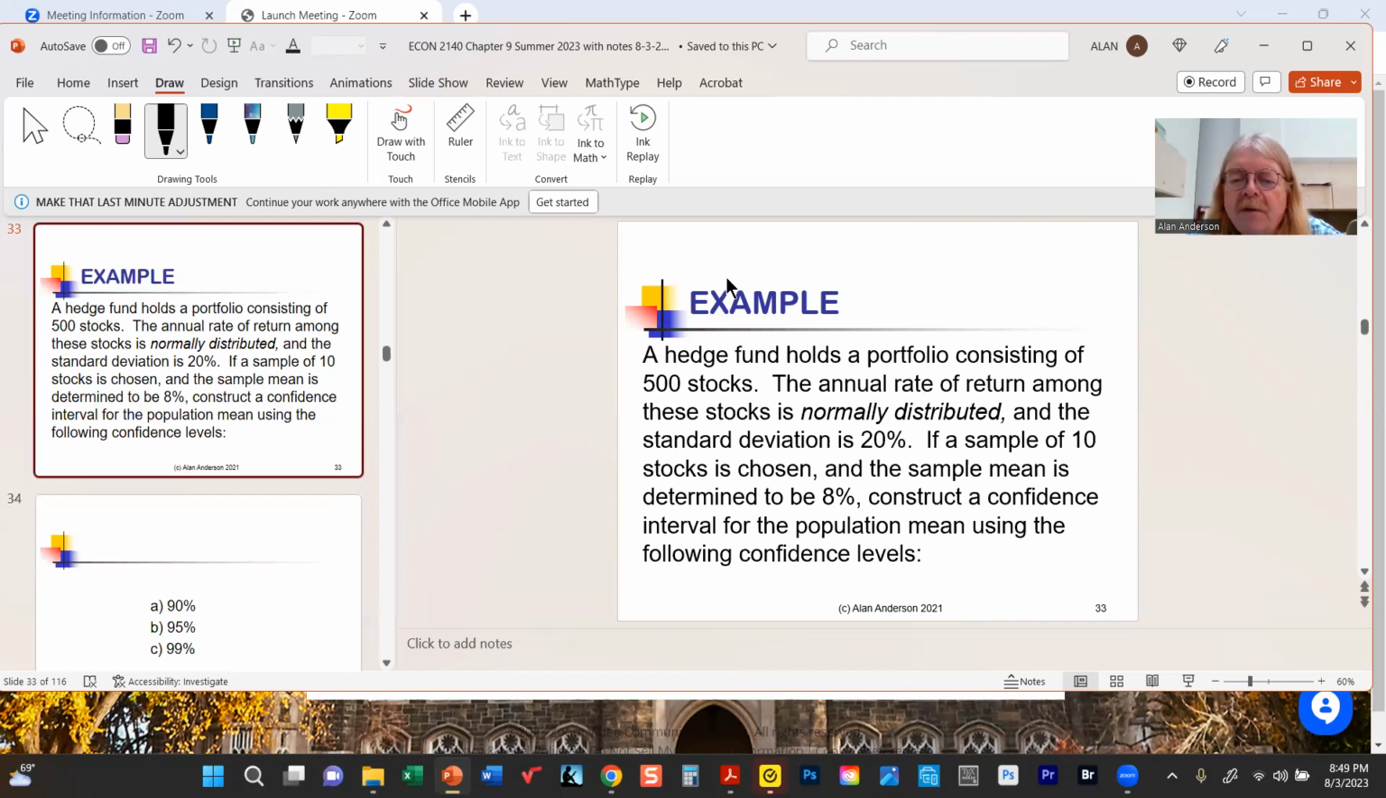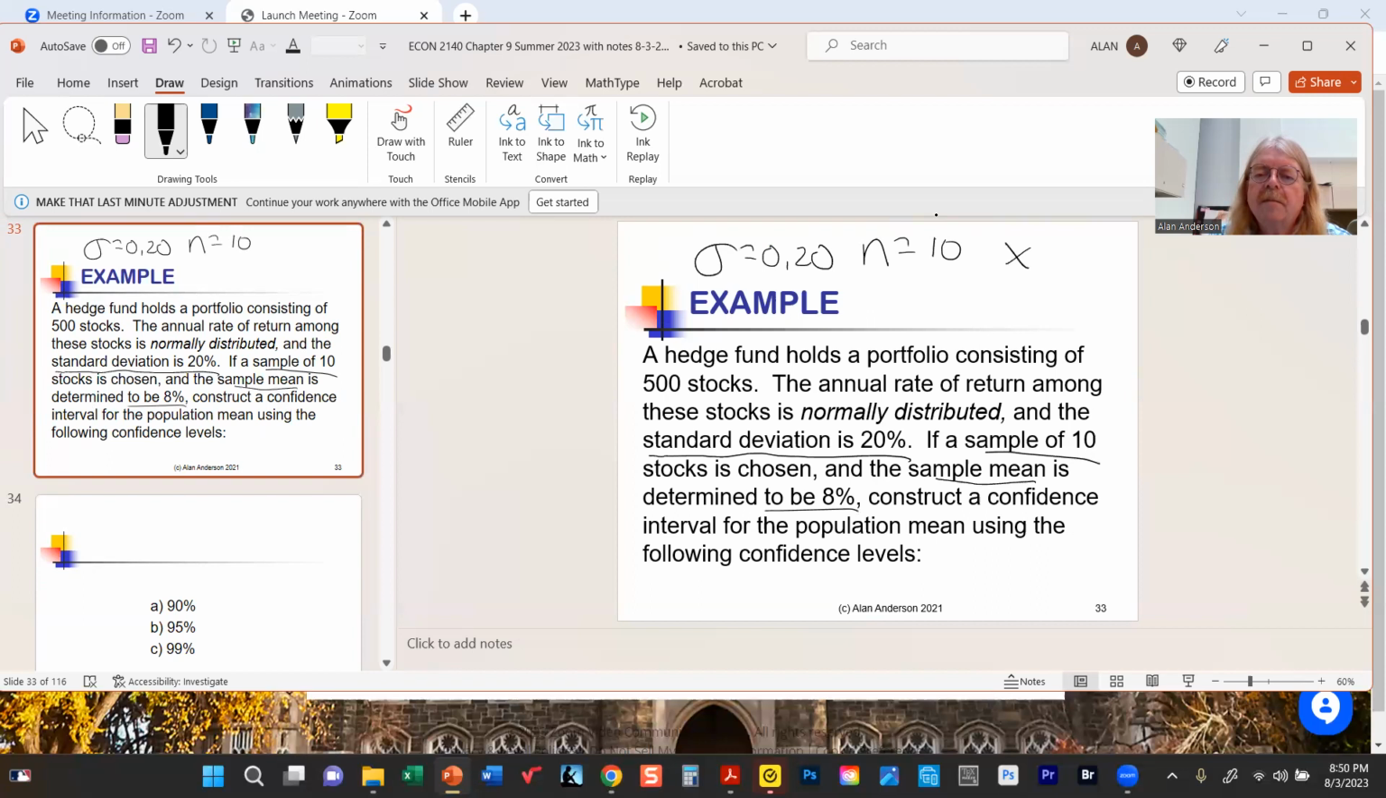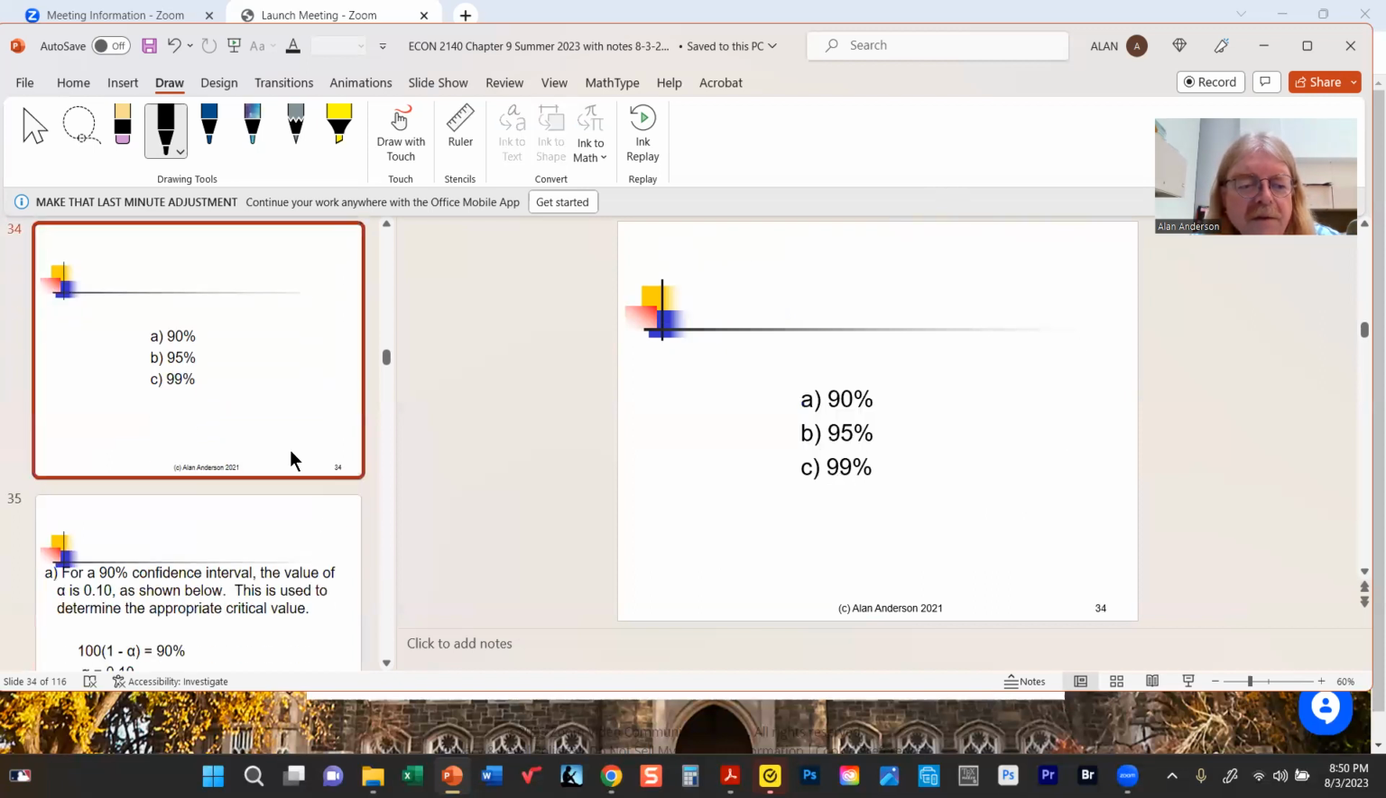We're being told that the annual rate of return is normal. The population standard deviation is 0.20, although it isn't written maybe as clearly as it could have been. If we're treating this as a population, and it says the standard deviation is 0.20 or 20%, that implies that it's this population standard deviation. And that tells us that we're going to use the standard normal distribution. We also have a sample size of 10. And finally, we have a sample mean of 0.08. So what we're going to do is calculate the confidence intervals for the population mean at 3 different levels.